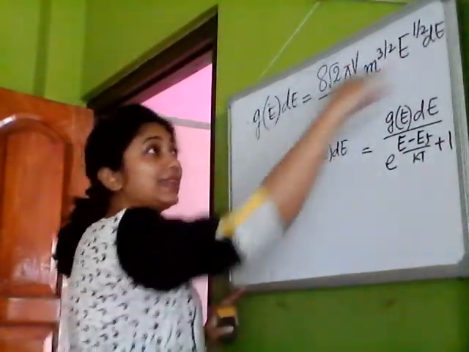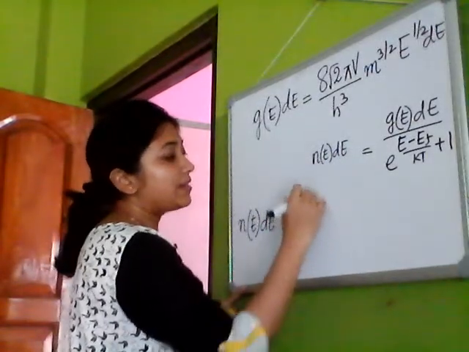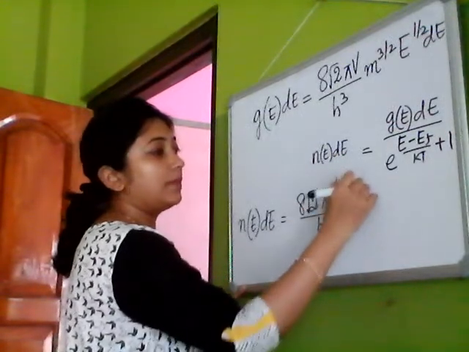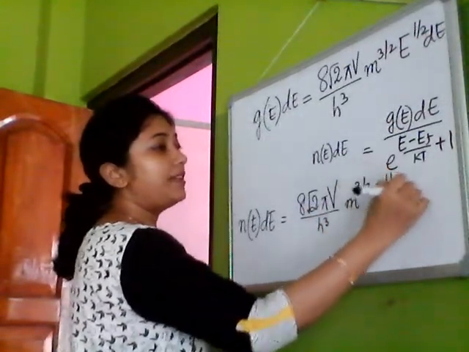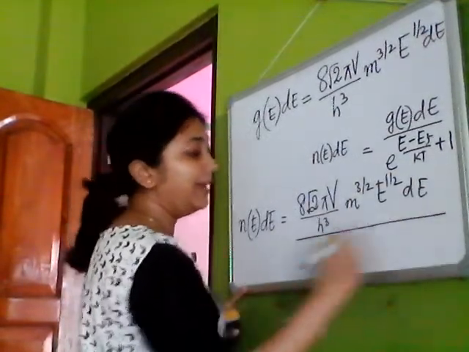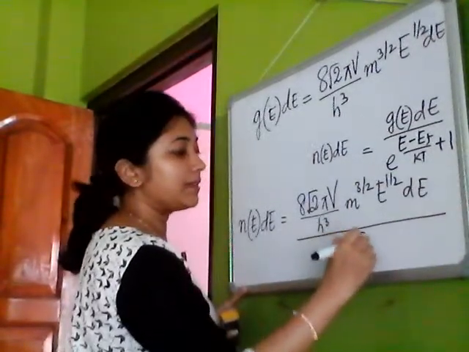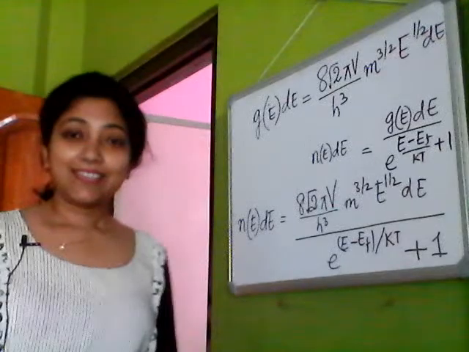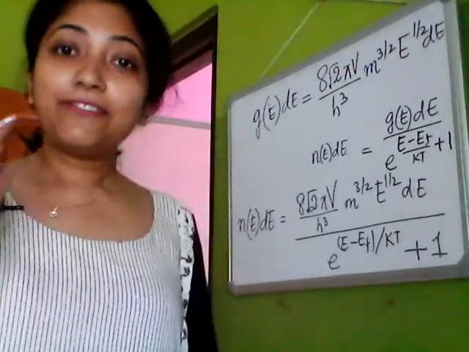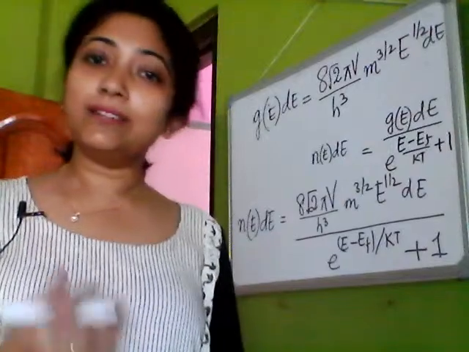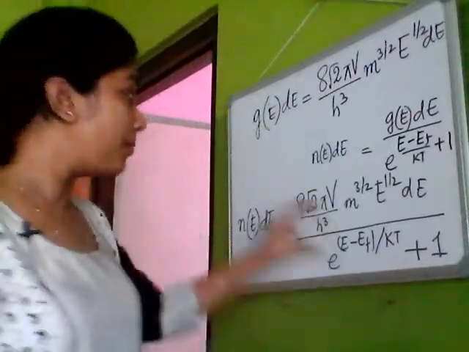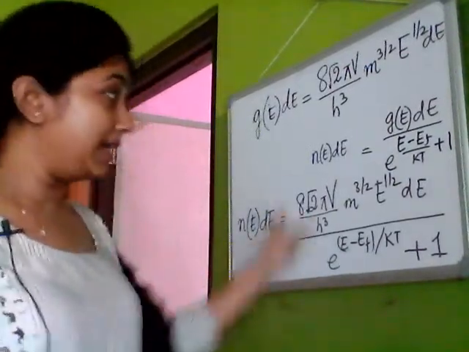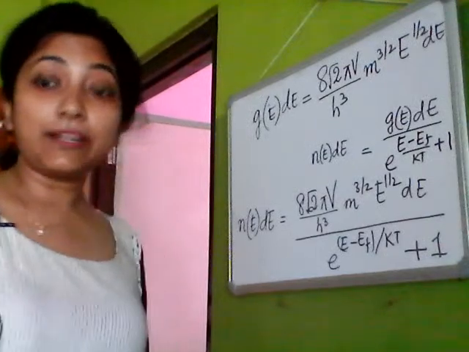My N(E) dE is 8 root 2 pi V by h cubed, m^(3/2), E^(1/2) dE by e to the power (E minus EF) by kT plus 1. So that brings us to the final equation of our class today, which means these are the number of electrons possible within the energy range E and E plus dE in a Fermi electron gas.